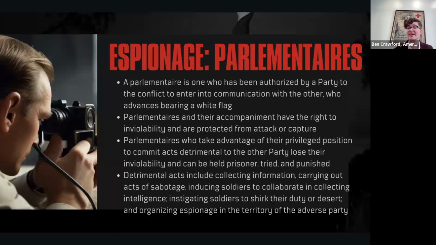Detrimental acts can include the collecting of information, carrying out acts of sabotage, inducing soldiers to collaborate in collecting intelligence, instigating soldiers to shirk their duty or desert, and organizing espionage in the territory of the adverse party. While they are less seen in today's practical reality, the laws of international humanitarian law, including some of the Geneva Conventions, customary international law, and the Hague regulations, still contain protections for parlementaires, though their use has declined substantially in recent years.